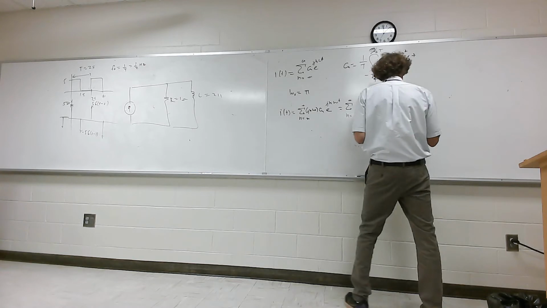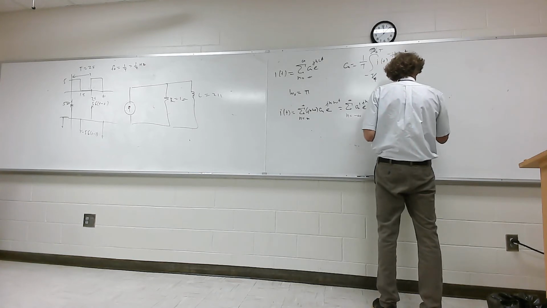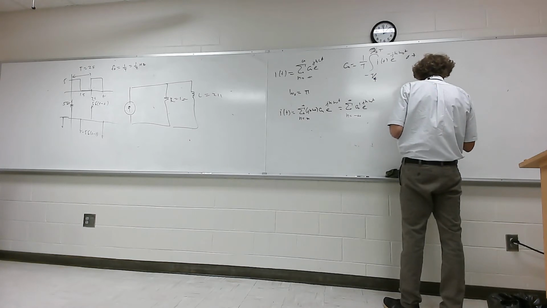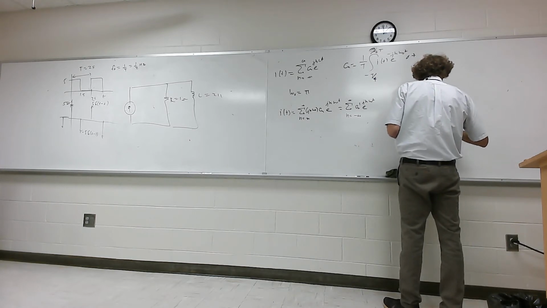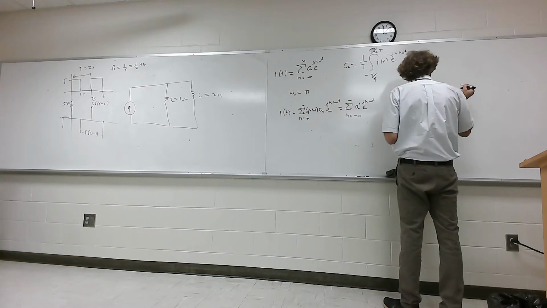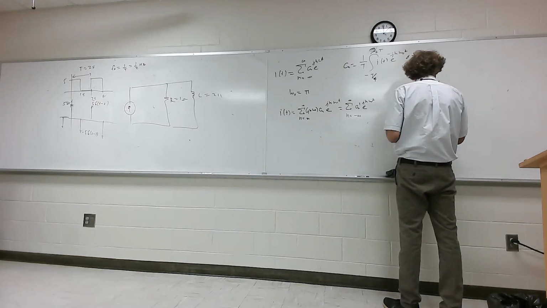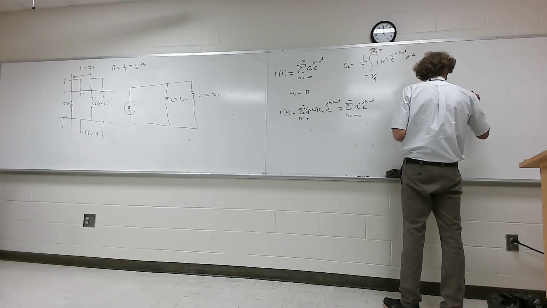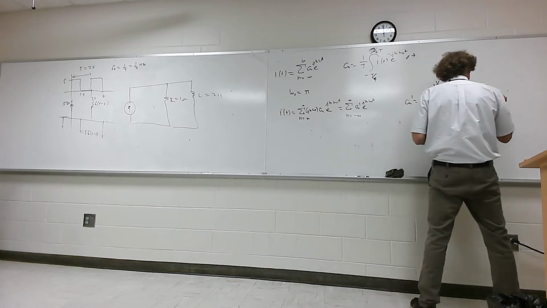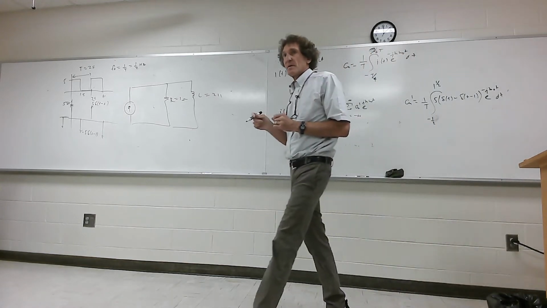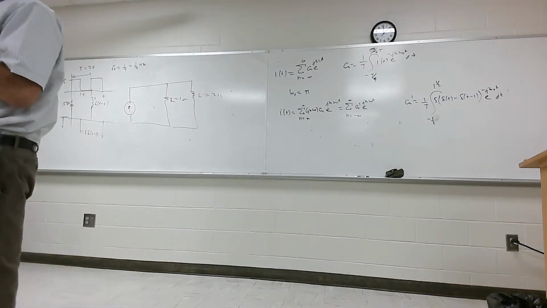And that means my c of n prime is equal to 1 over T, the integral from minus 1/2 second to 1 1/2 second, since the period is 2, of that delta function, 5 times delta of t minus delta of t minus 1, times e to the minus j n omega naught t dt. Is everybody following on this? The only thing I've done is state explicitly what goes in there.